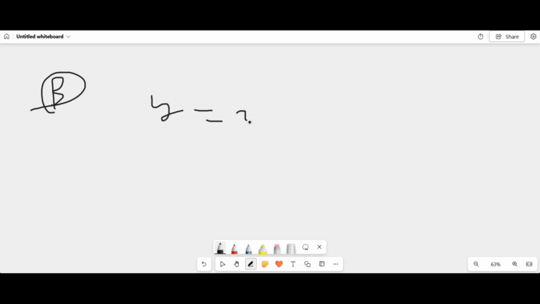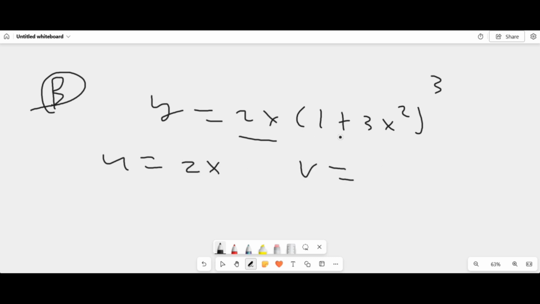Part B is saying y is equal to 2x, open bracket 1 plus 3x squared, to the power of 3. Alright, safe. So u is going to be equal to the first function that's being multiplied by the other function, so that's 2x here. And v is going to be equal to the other function, so that's 1 plus 3x squared to the power of 3 here.